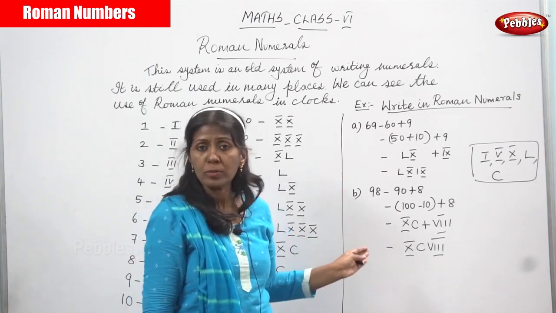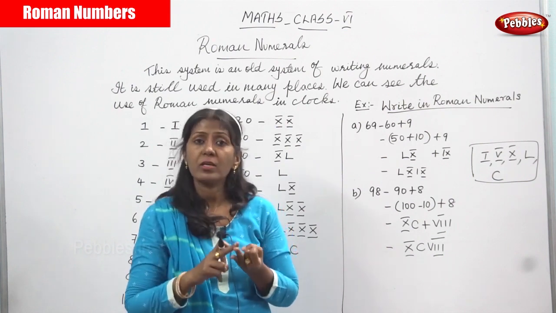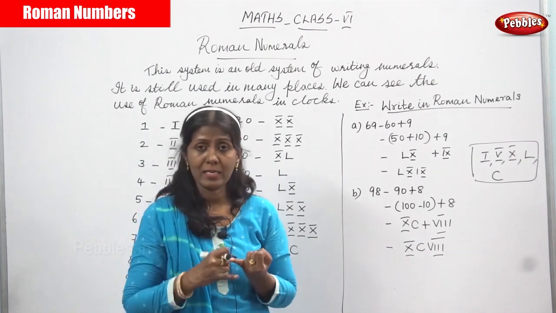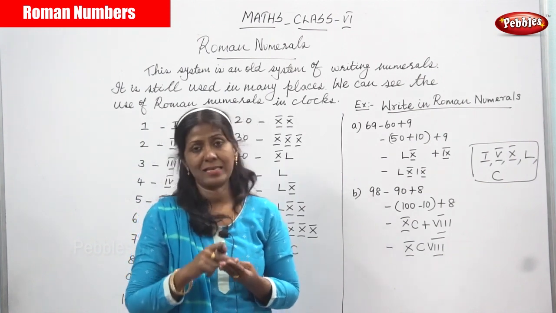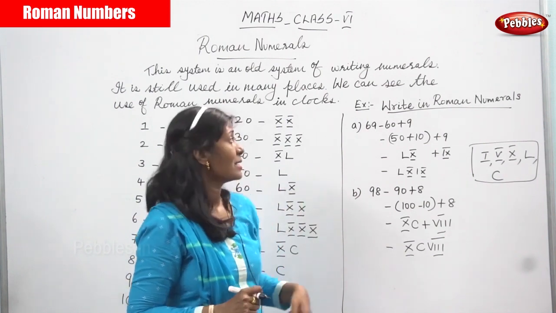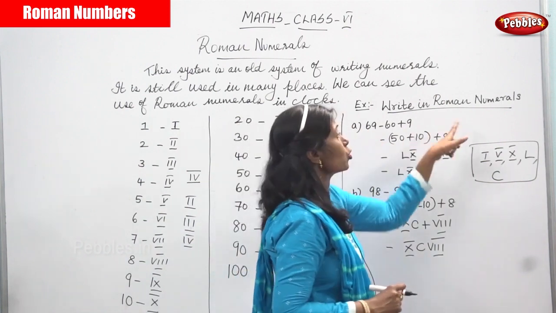So for Roman numerals we are using English alphabets, that is I, V, X, L and C. I'll repeat once again: I, V, X, L and C. These are the English alphabets we are using in Roman numerals. So we are going to see some problems, especially this example: write in Roman numerals.